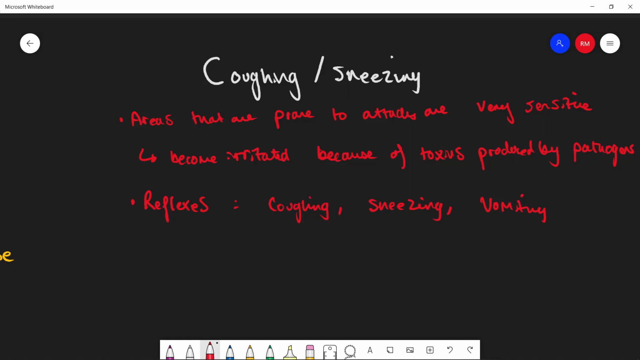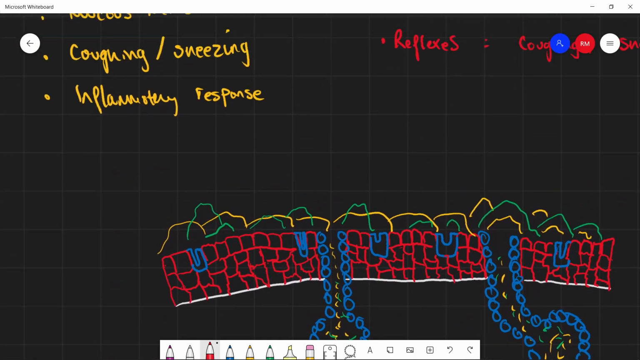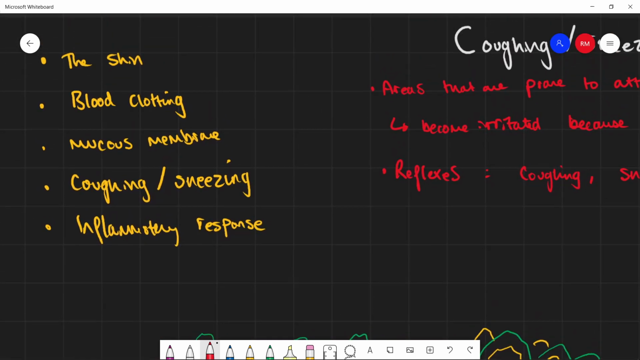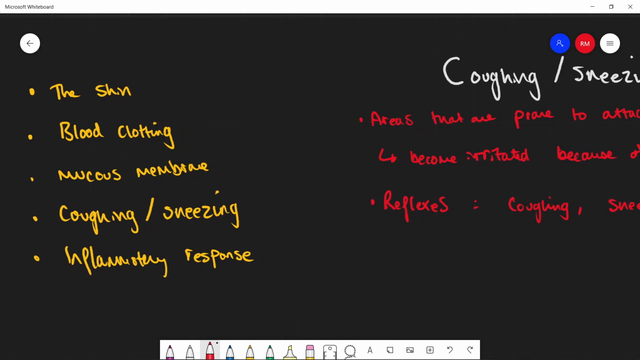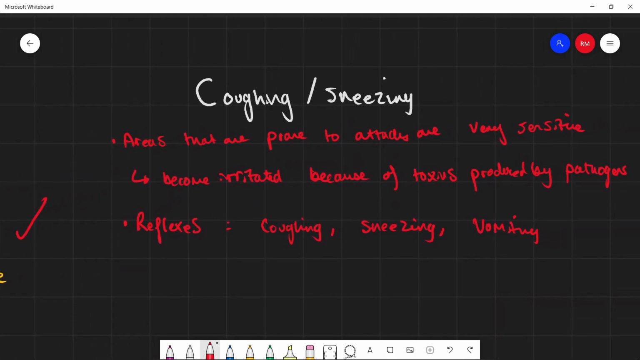The next part we're going to discuss is blood clotting. Oh, sorry, that's a little teaser of what I'm going to cover next. But blood clotting. So we've gone through skin, and we've gone through coughing and sneezing. But what about blood clotting? Let's look at blood clotting very quickly here.